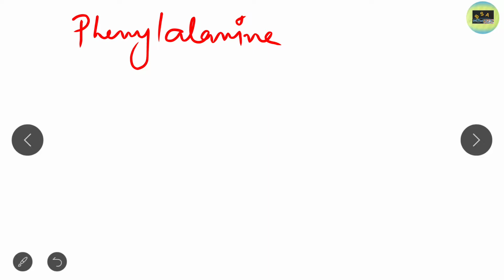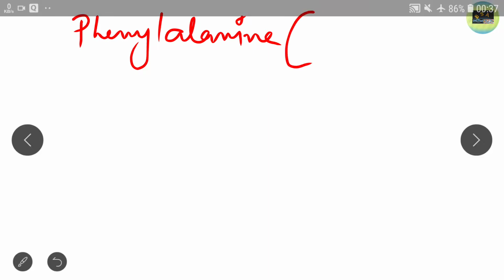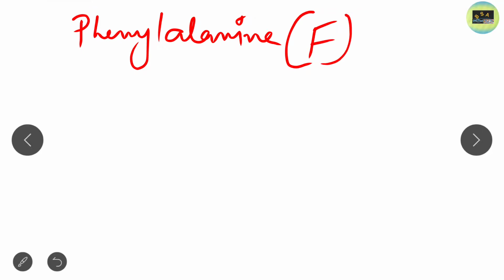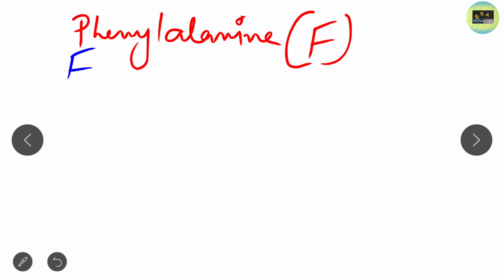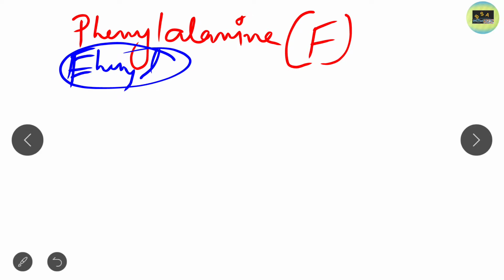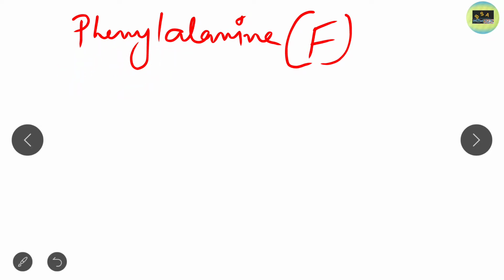The single letter code for phenylalanine is F. Clear? Now how can you remember that the phenylalanine single letter code is F? You pronounce it like this: phenylalanine, that is "Fenyl." P is the correct spelling, but you pronounce it like this: "Fenylalanine." Then you will easily remember that the single letter code for phenylalanine is F. Okay, clear? Now just look at the structure.